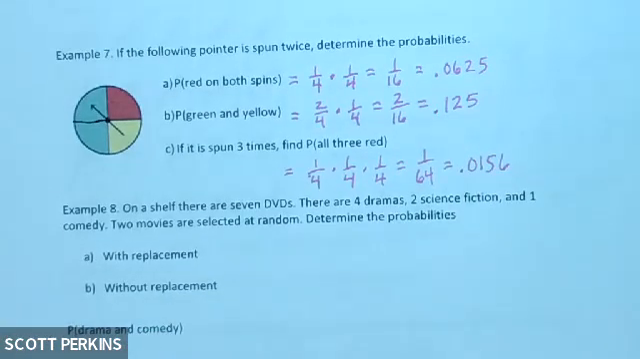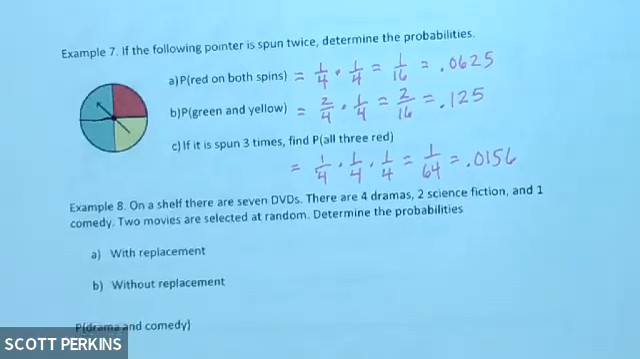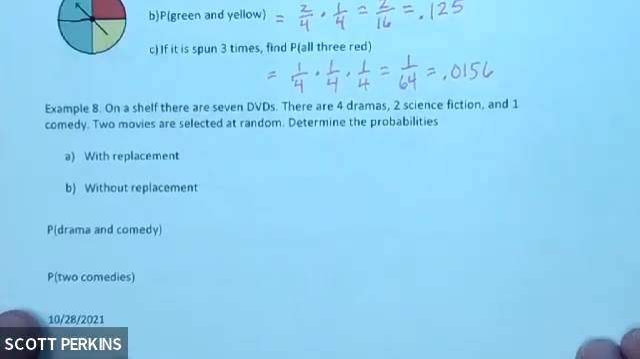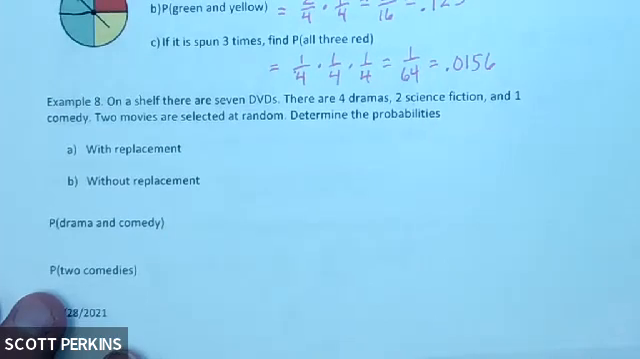All right, we're just about done with this section. One more problem. Okay, it's Friday night. You want to watch a movie, and on a shelf you've got 7 DVDs, if you still own such things. There's 4 dramas, there's 2 science fiction, and there's a comedy. You're going to select 2 movies at random.